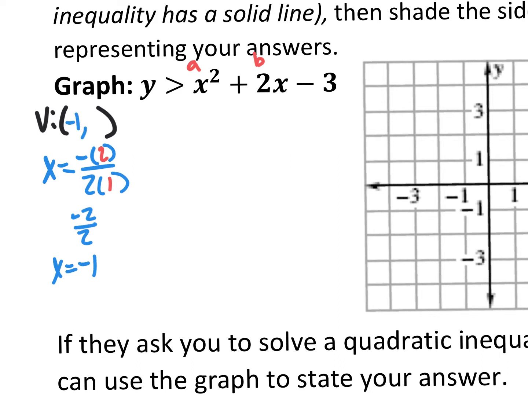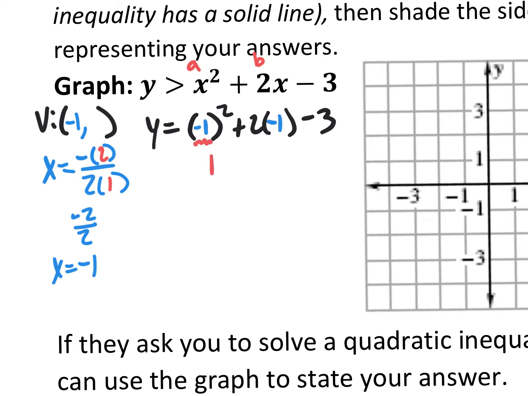Once you have the x value, we need the y value. We're going to plug it in, and notice that this is an inequality, but I'm going to write it as an equation because I don't want an area of answers. I want the specific y value for when my x value is negative 1. So I'm going to write it like this: y equals x squared plus 2x minus 3, where my x value is negative 1, and I'm going to do the math.